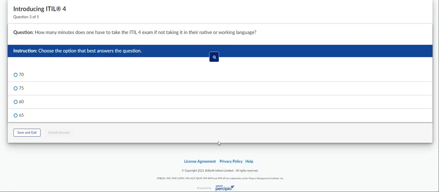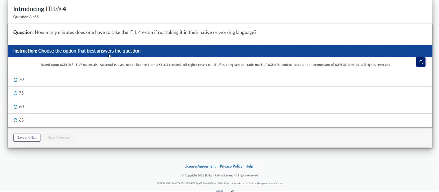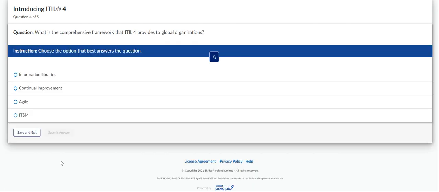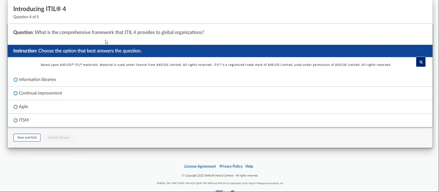Okay, moving on to the next. How many minutes does one have to take the ITIL 4 exam if not taking it in their native or working language? I think it's 75. We got it right. What is the comprehensive framework that ITIL 4 provides to global organizations? Continual improvement. I could do this. Hold on.